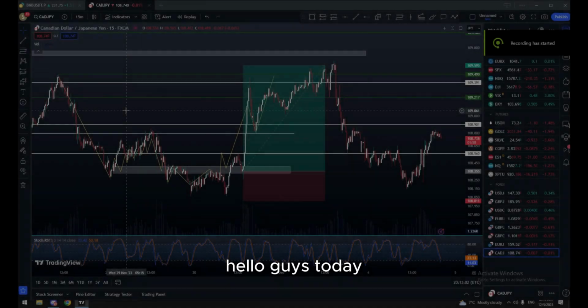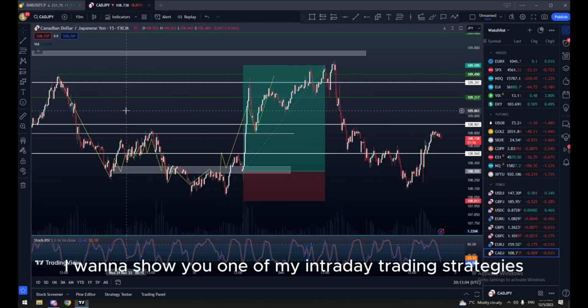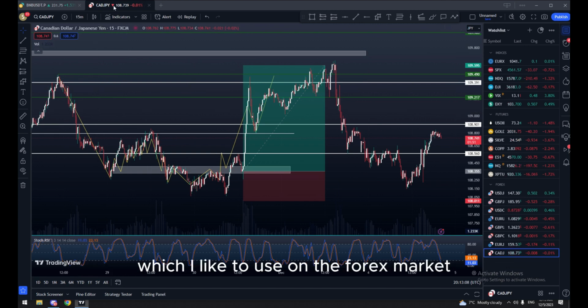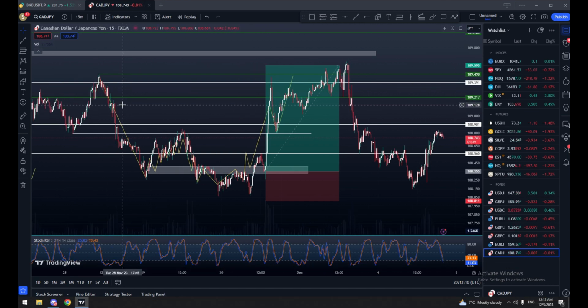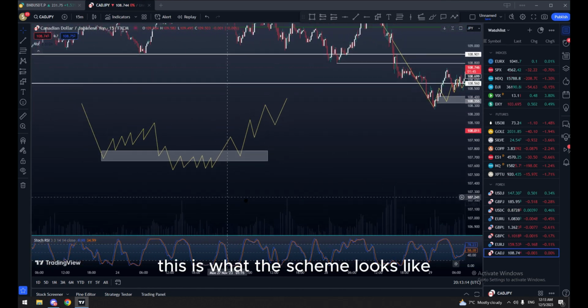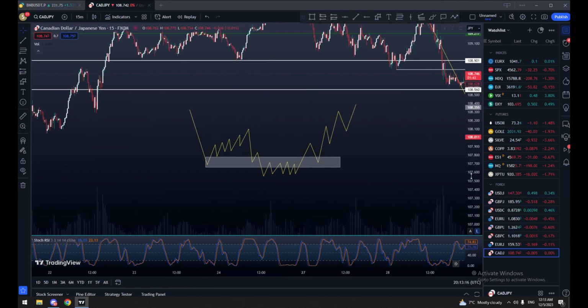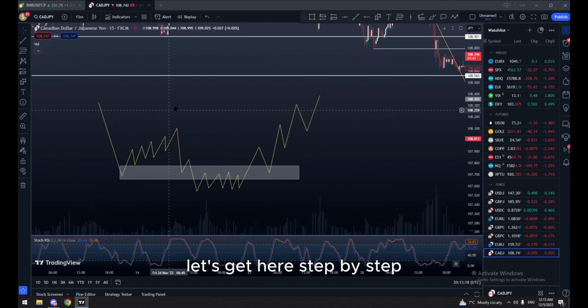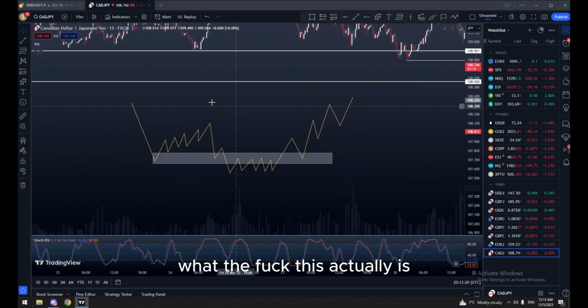Hello guys, today I want to show you one of my intraday trading strategies which I like to use on the Forex market. Let's get firstly started on a blank chart. This is what the scheme looks like. Let's get here step by step what this actually is.